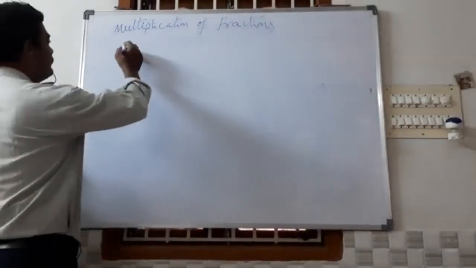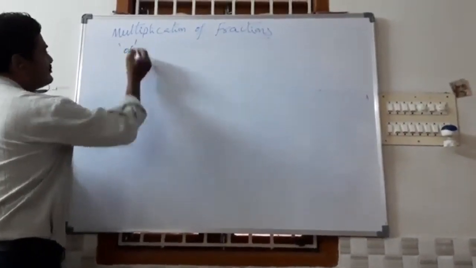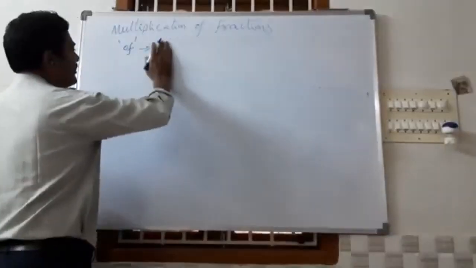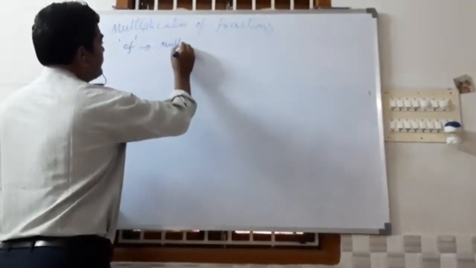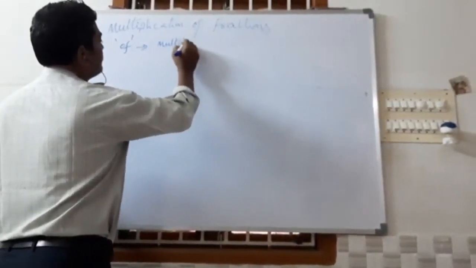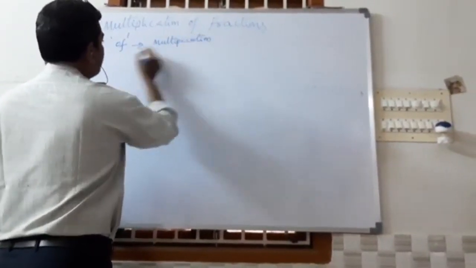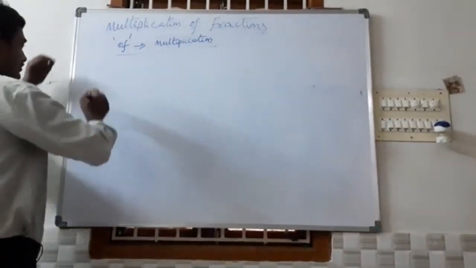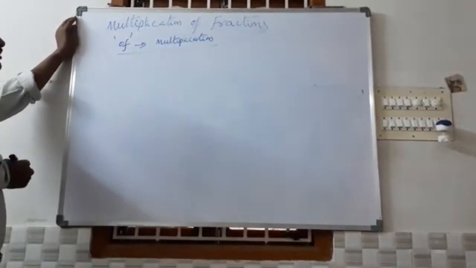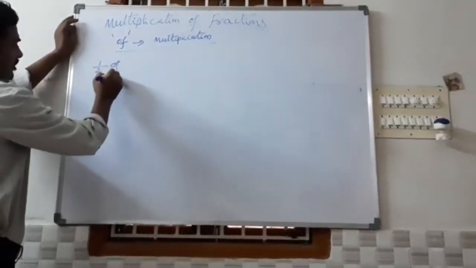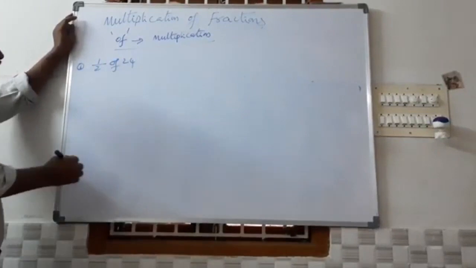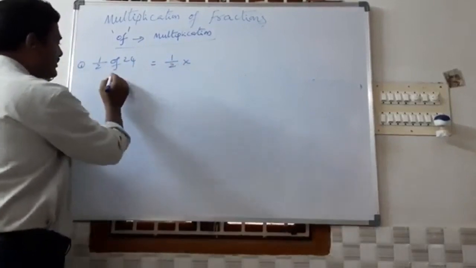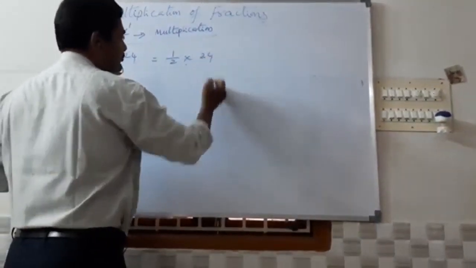Next topic, multiplication using the word 'of'. 'Of' stands for multiplication. So another way it may be given: half of 24, that means 1 by 2 of 24. That means 1 by 2, where 'of' stands for multiplication, into 24.